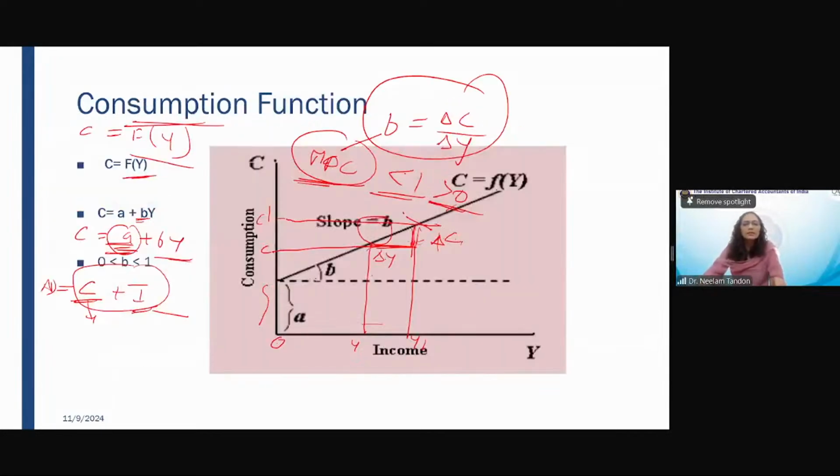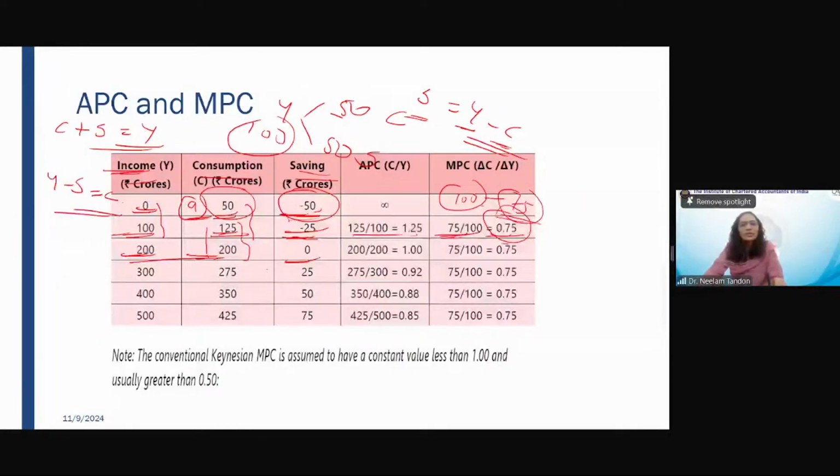If you look at this curve here, in this curve, consumption is equal to income. So here savings is 0. What will be APC, average propensity to consume? Consumption by income. Consumption is 200 crores. Income is 200 crore. So that means APC is 1.